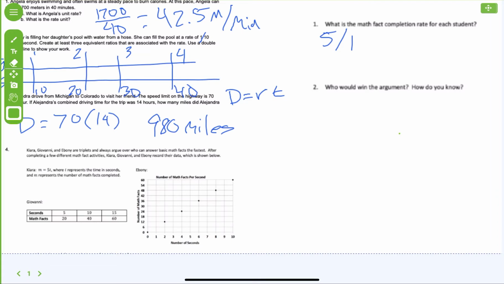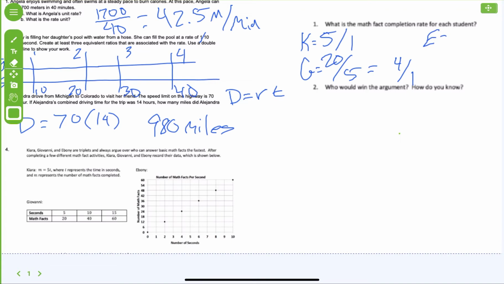For Giovanni, we're not for sure. Giovanni's is equal to 5 out of 20. But our problem is we're not in the same order, because Kiara's is 5 math facts per second. So let's flip this to 20 math facts per 5 seconds. Well, what is 20 divided by 5? That would be 4 math facts per 1 second. If you divide by 5, that's what you get.